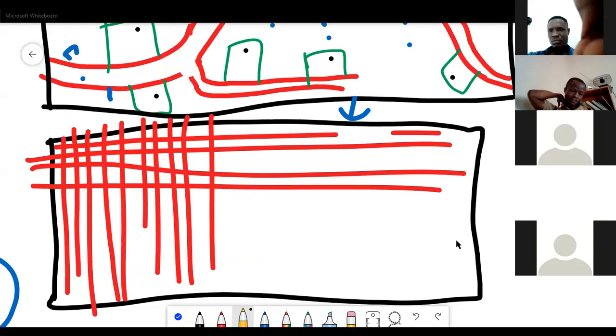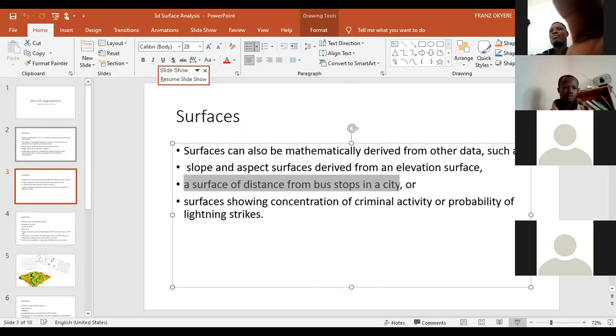Patrick, how would such a surface look like? Criminal activity. Sir, with the explanation you made now, the criminal activity also will be the same, only that it will not cover the whole area. No. So you see, it's good, but we are learning. That's why I'm asking you the question. Let's go back to the definition of a surface.